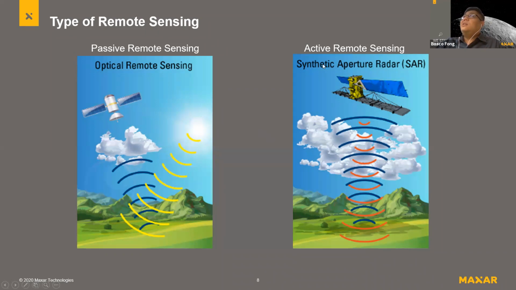The second one is active remote sensing. Active remote sensing is the method that provides its own source of electromagnetic radiation to illuminate the terrain, and then collects the signal back. For example, radar is one of the examples.